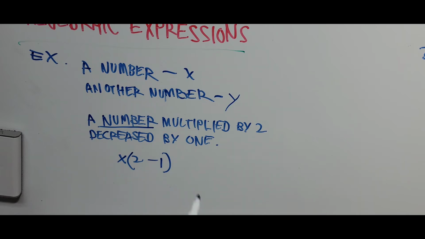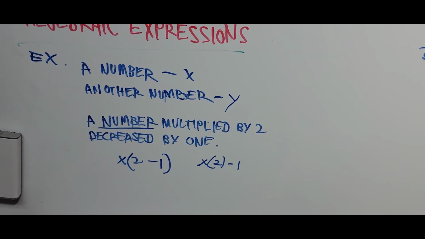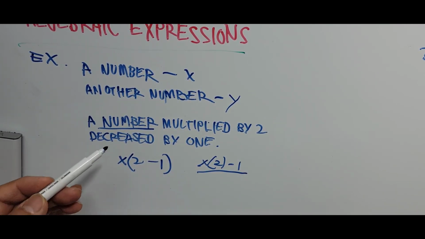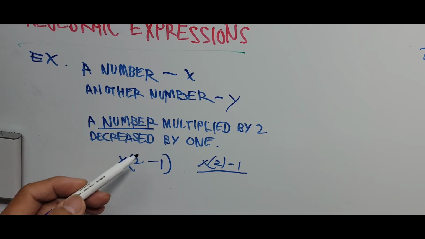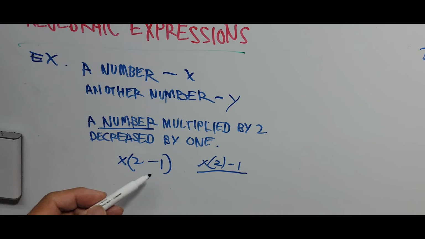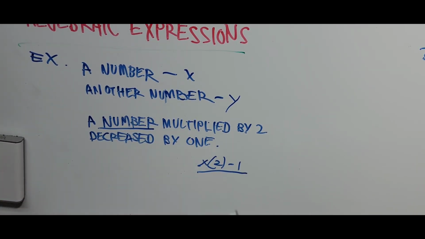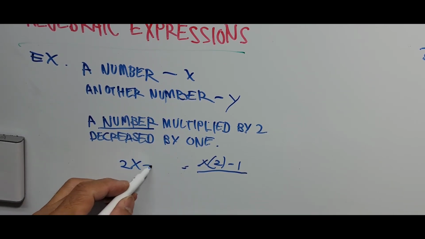Or what do you think? The other way around? So x multiplied by 2, decreased by 1. What do you think? This should be the answer right here. It says the number multiplied by 2 decreased by 1. It didn't say the number multiplied by the quantity 2 less than 1. It didn't mention any quantity. So that's x times 2, or written the same way, 2x minus 1.